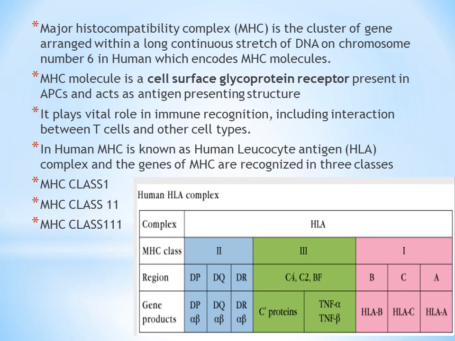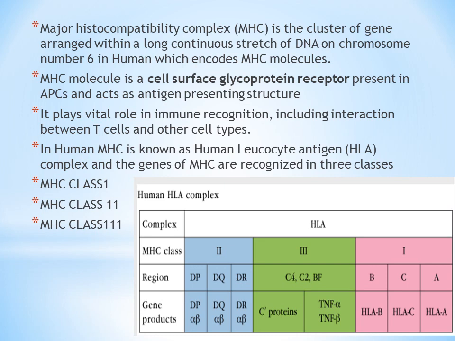It is responsible for providing cell surface glycoprotein receptors on the cells which are responsible for presenting the antigen to T cells. MHC basically is divided into three classes: MHC class 1, MHC class 2 and MHC class 3.